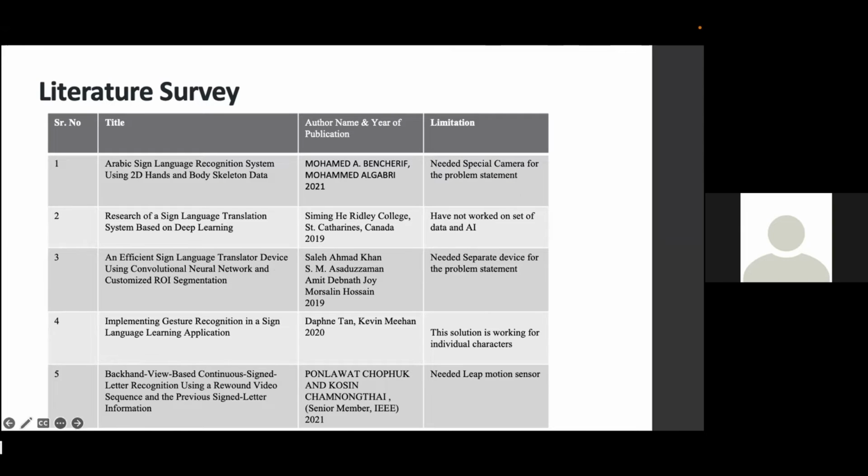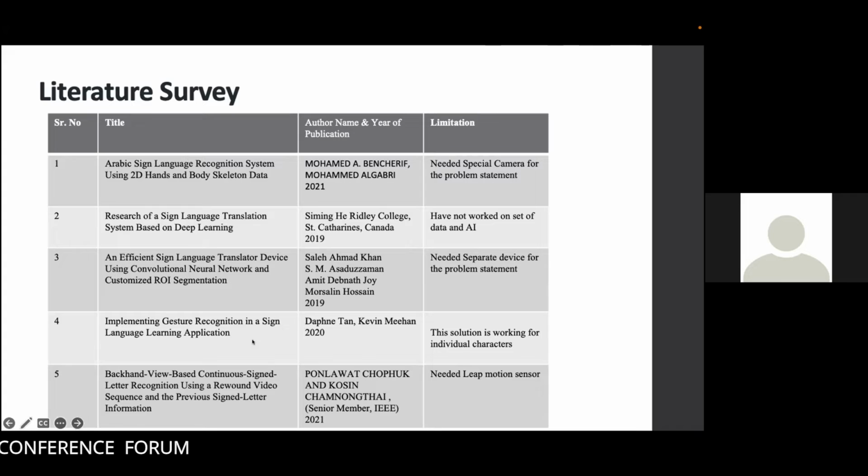And implementing gesture recognition in a sign language learning application. Here they have worked on the characters specifically, let's say A B C D, but not on the words. Let's say hello, hi, hello, what is your name, kind of that. For every gesture they need to capture HELLO, so every character they need to work on. So that's the limitation. Instead of words, they went through the characters, which is time consuming.